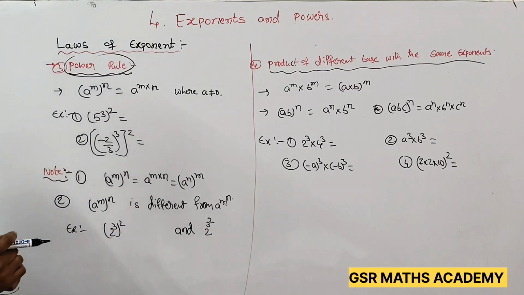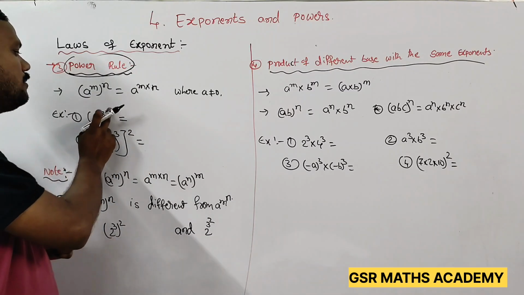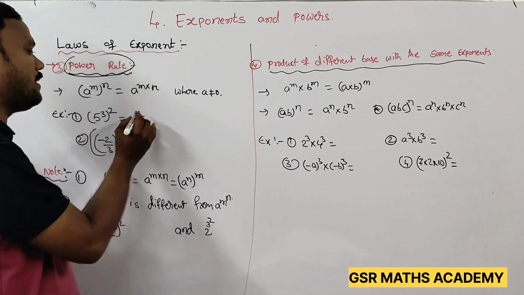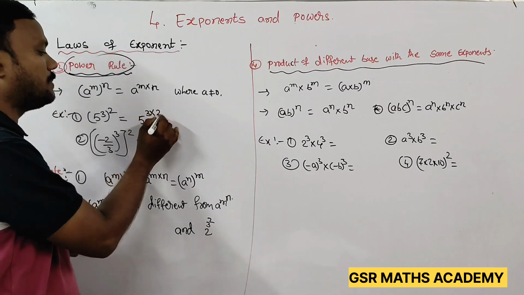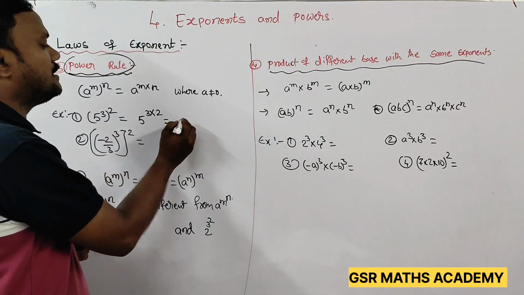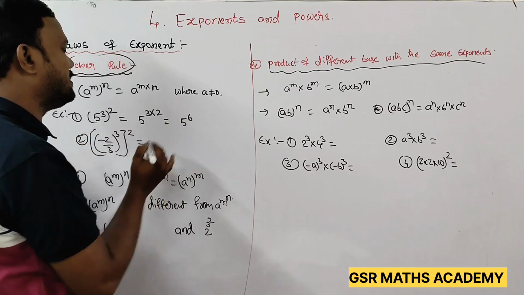Okay, let us take an example. 5 cube whole to the power of 2. This can be written as 5 to the power of 3 into 2. That means we need to take the product of their exponents. So you will get 5 to the power of 6.